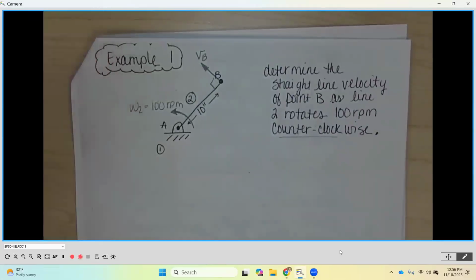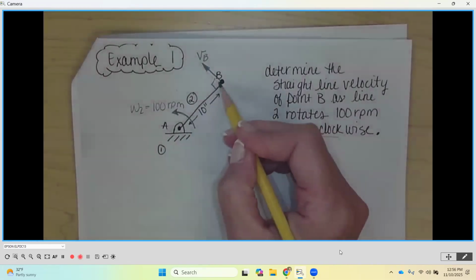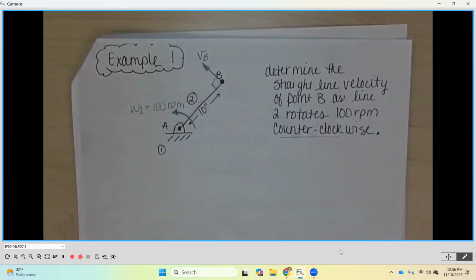Straight line velocities are always perpendicular to the radius back to its center of rotation. So if we take that line straight back, V is going to be perpendicular to it. So VB is going up and to the left.